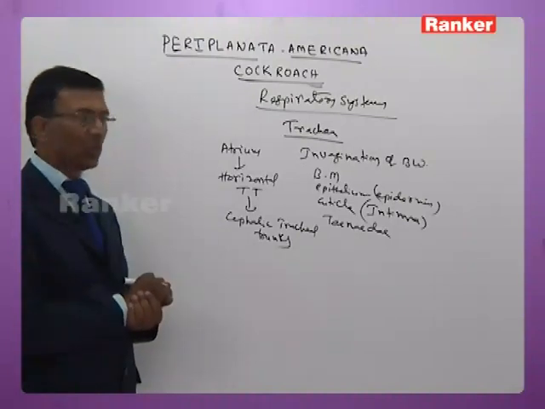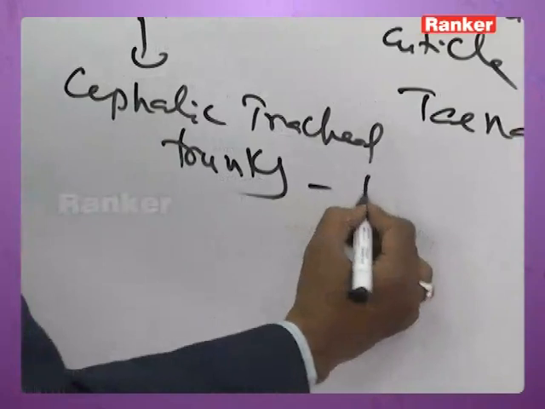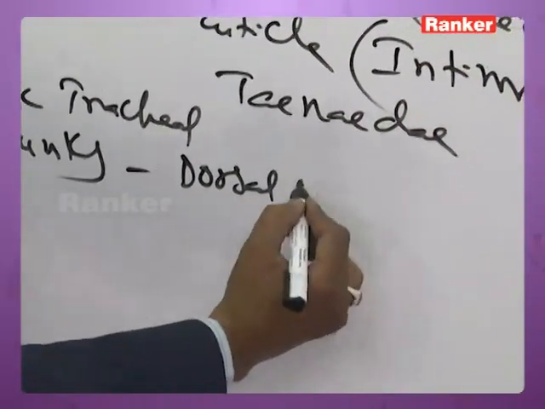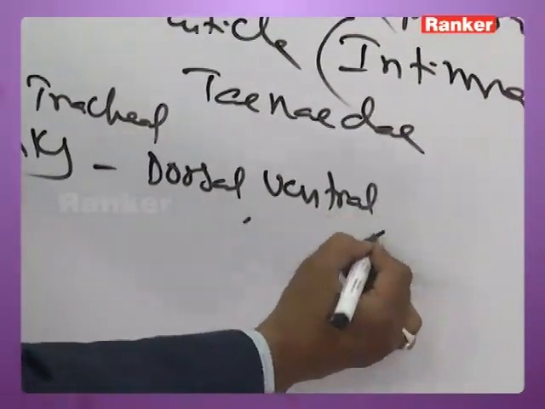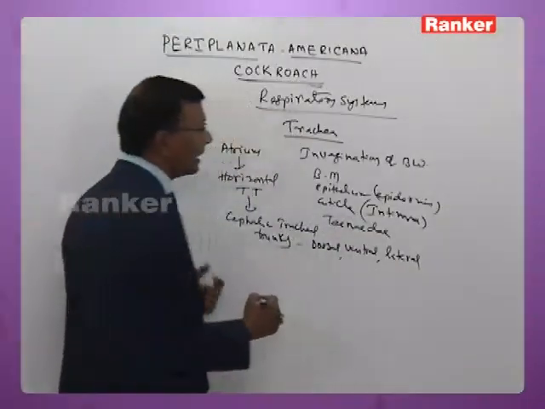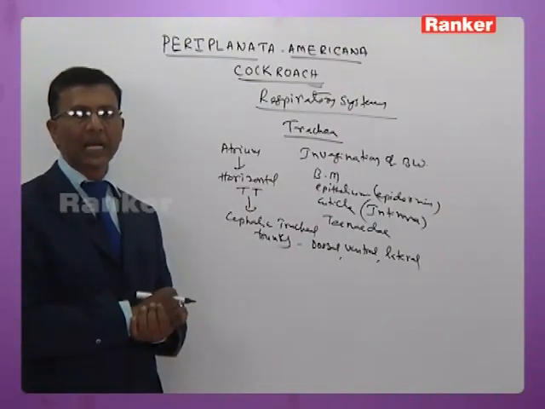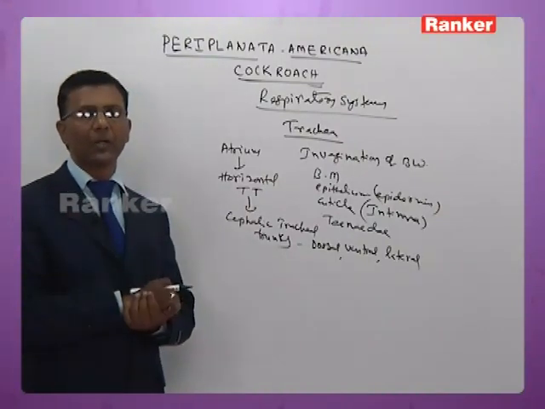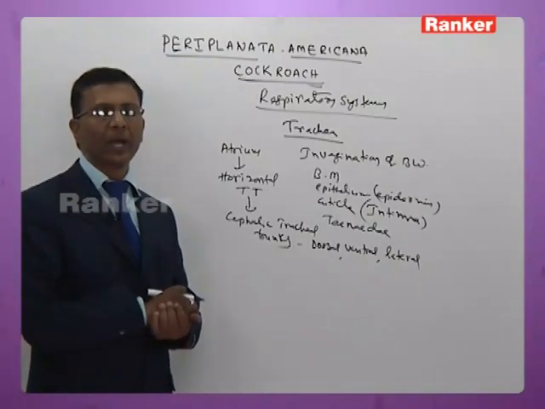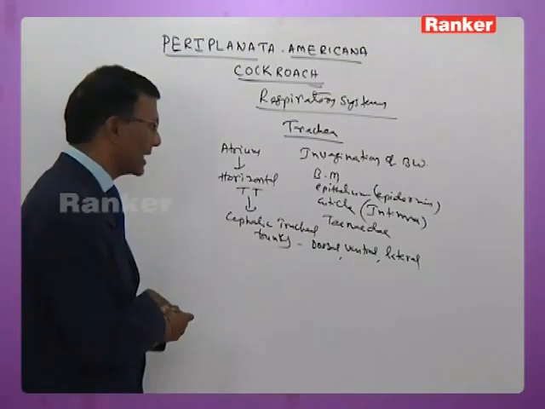Horizontal tracheal tubules fuse to form cephalic tracheal trunks. There are the dorsal cephalic tracheal trunk, the ventral cephalic tracheal trunk, and the lateral longitudinal cephalic tracheal trunk. The cephalic tracheal trunks extend deeper into the tissues of the thorax to supply oxygen to the cells or tissues of the thorax region.